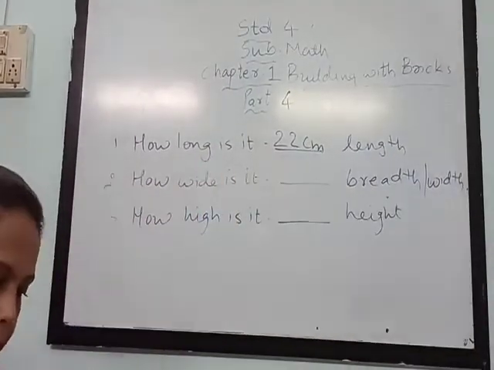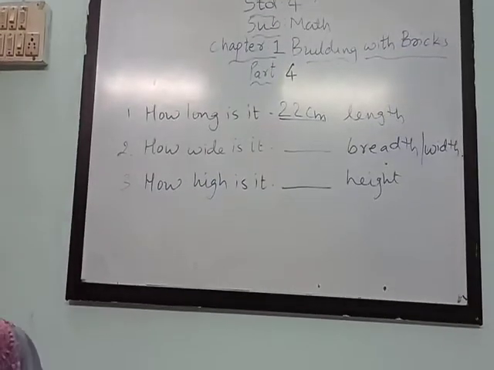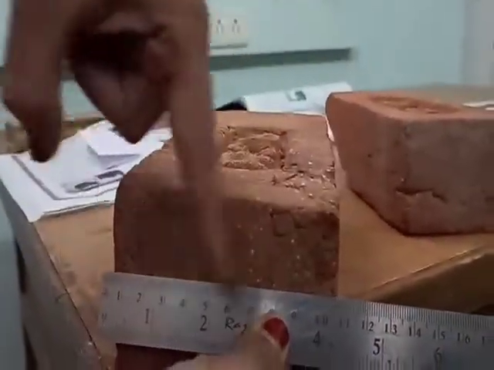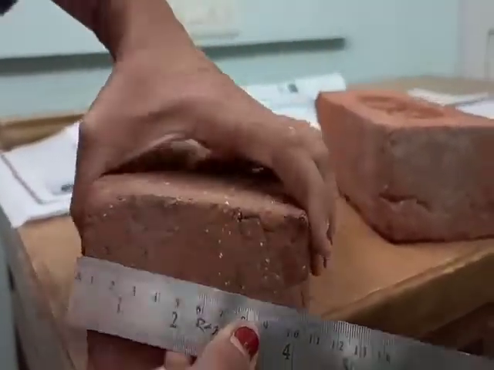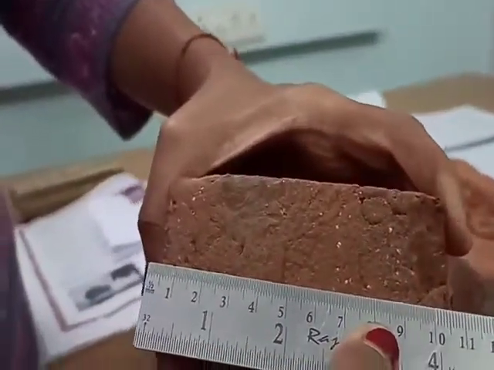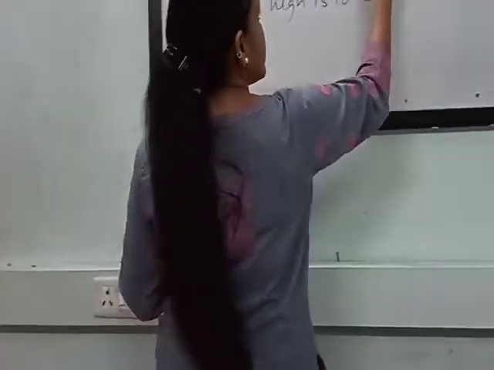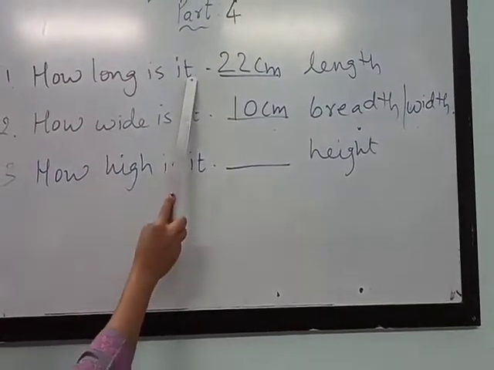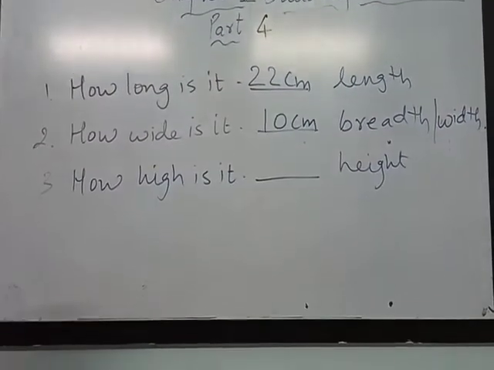How wide is it? So you have to measure here. Look at here. See this. How wide? So it's 10 centimeter wide. See this, it's 10 centimeter wide. So write it down here: 10 centimeter. So, brick length is 22 centimeter, its width or breadth is 10 centimeter.